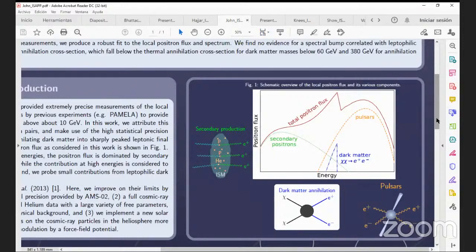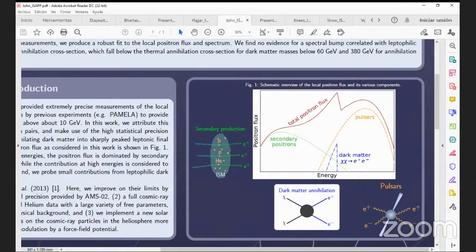So we have different contributions. At low energies, we have positrons that come from secondary production, mostly from protons, about 90%, and then 10% from helium that decay or interact and produce positrons. Then, as you can see, at higher energies we get a rise in the positron flux. This was unexpected when it was first discovered.